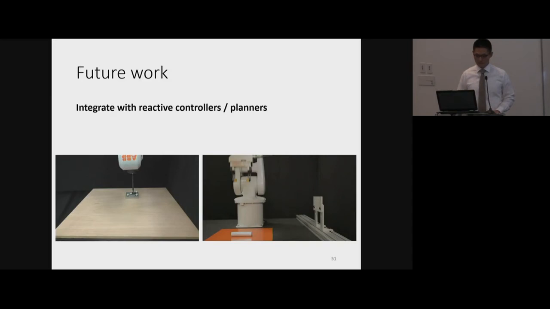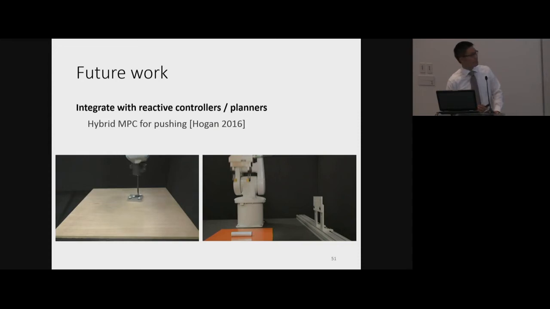So for future work, we would like to integrate our state estimation with some reactive controllers or planners. Here are two ideas inspired by my colleagues. The first one is hybrid model predictive control for pushing. In this task, we want the robot to push an object from A to B and be robust to some disturbance and uncertainty of friction. So in this task, the state estimation is pretty important.